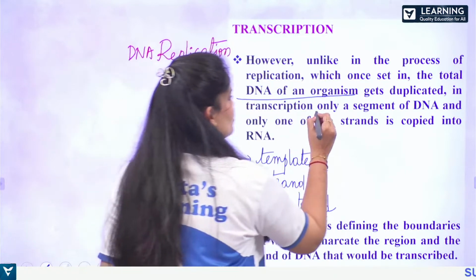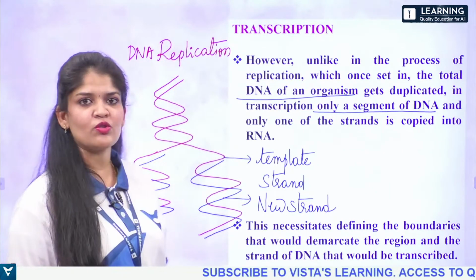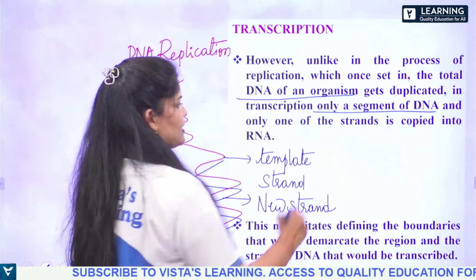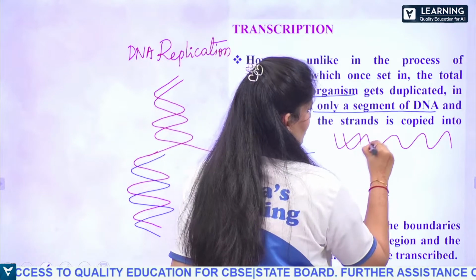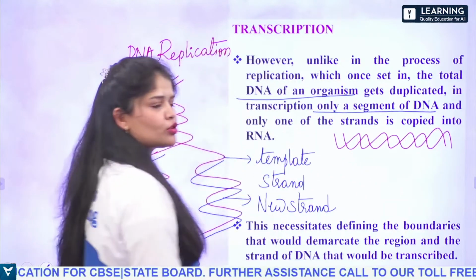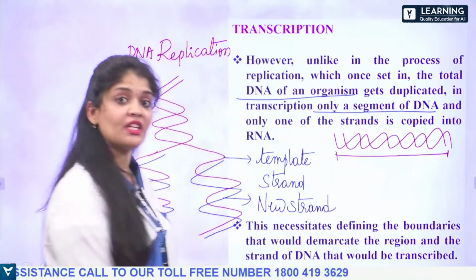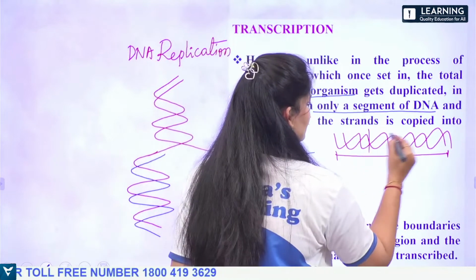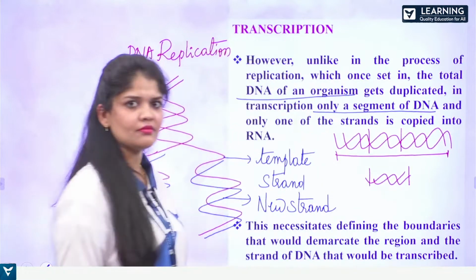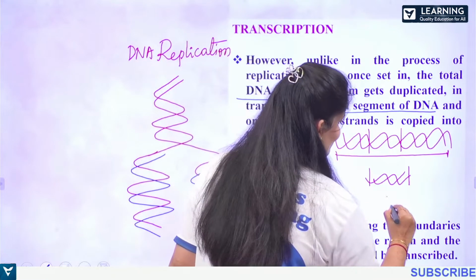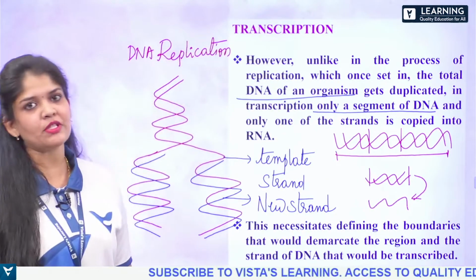In transcription, only a segment of DNA, not the entire length of DNA, is going to be transcribed into mRNA. See, if you consider this is the entire length of DNA, for example, not the entire length is going to be transcribed. Only a particular segment, and that too only a single strand, is going to be transcribed into mRNA.